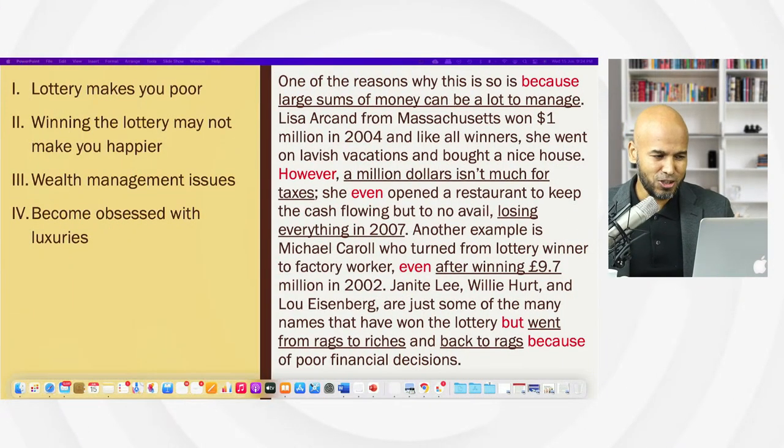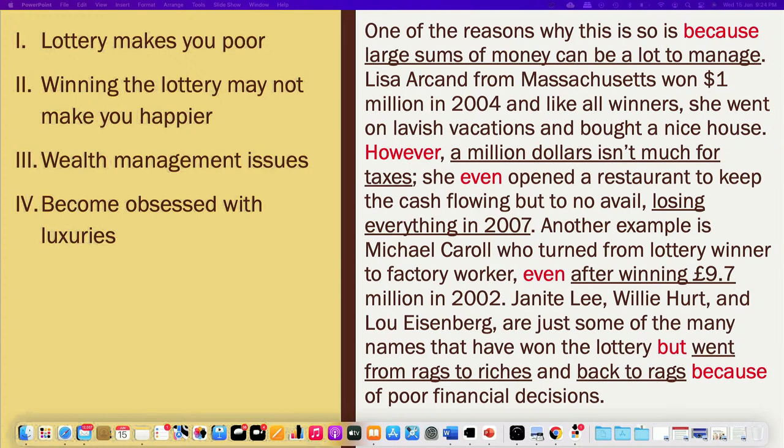Okay. So, can we try this one? Again, the last one though, so don't worry, just try. The next one, I'm going to read for your understanding, because the text looks a little small, but I guess you can read, but I'm going to read it for you. One of the reasons why this is so is because large sums of money can be a lot to manage.